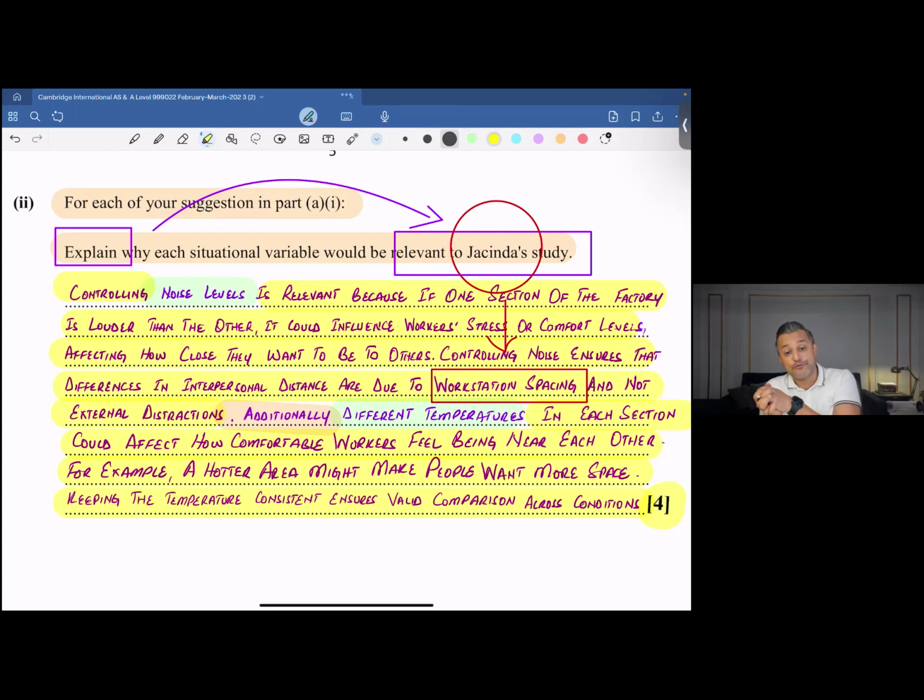So remember, this was a 4-mark question. You were asked to explain, and when you've been asked to explain, you should explain it in the context of Jacinda's study. Do not miss out, because you don't want to unnecessarily let go of marks.